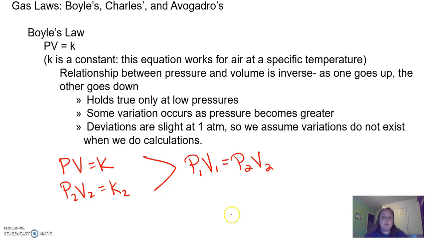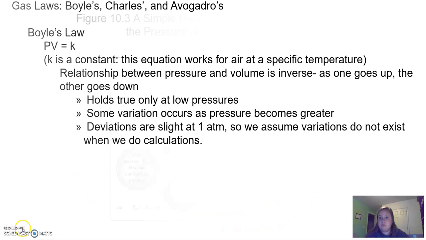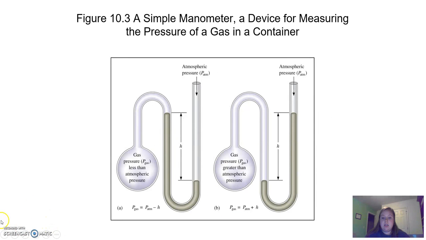And so if we're dealing with some sort of change in pressure and volume, you can use this. Now, this assumes that the temperature and moles of the gas are constant. And so that is Boyle's law. And here's a picture of Boyle's law. So you can see as the pressure changes inside the container, the volume is going to change, whether it goes up or down. They're inversely related.